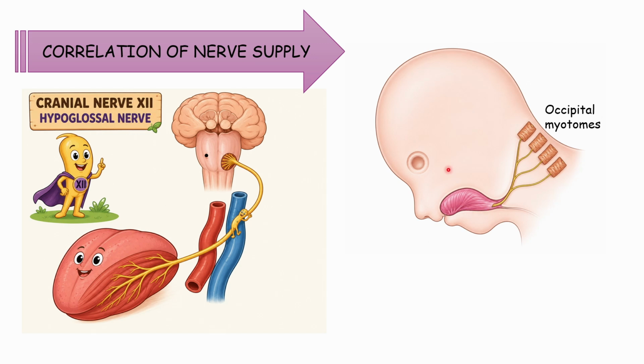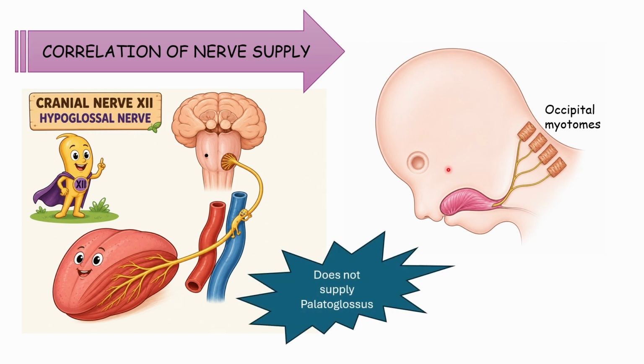So here you have to remember that this hypoglossal nerve supplies all the muscles of the tongue except for palatoglossus. So palatoglossus is supplied by the superior laryngeal nerve branch from the vagus. So this one muscle is not supplied by the hypoglossal nerve.